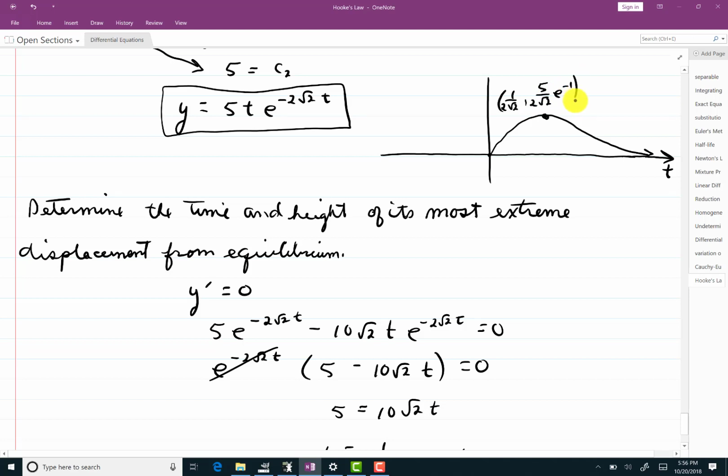And it looks like we have 5 over 2 radical 2 e to the negative 1. So there's the point that you have there. If you're looking for decimals, the decimal version of these, if you would like or prefer, is 0.354, comma 0.65.